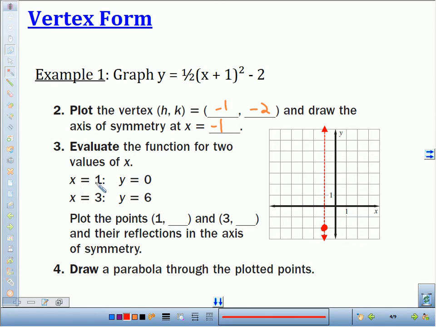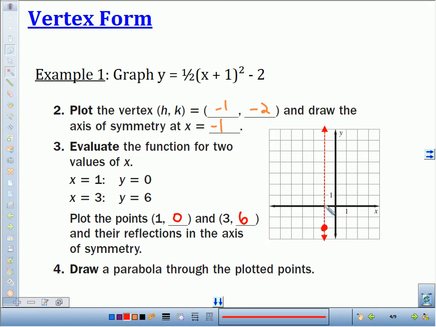We might see that when x is 1, y is 0. When x is 3, y is 6. If we'd done it by hand, we should have gotten the same answers by plugging in numbers for x. And it doesn't matter what numbers, as long as it's not numbers that we've already used. So we want to plot these points. Now, when x is 1, y is 0. When x is 3, y is 6. So we want to plot the points (1, 0) and (3, 6).